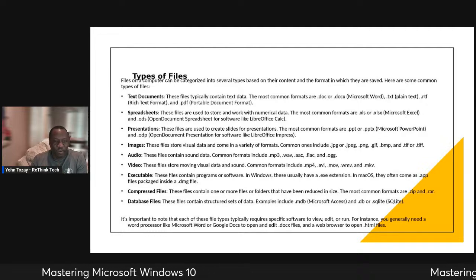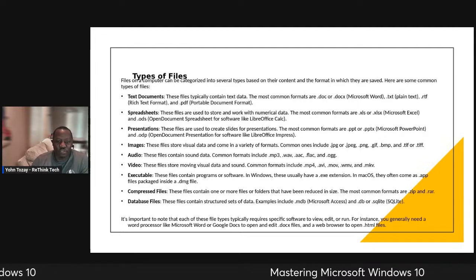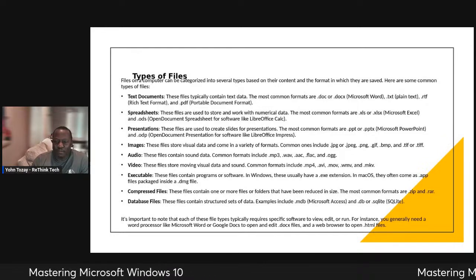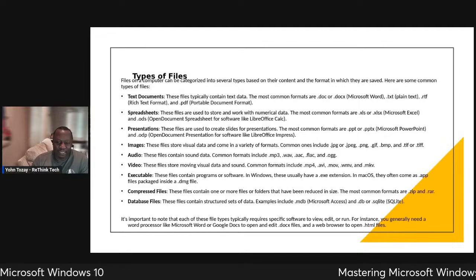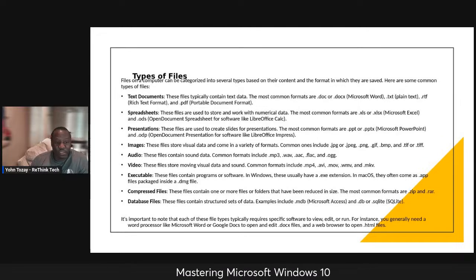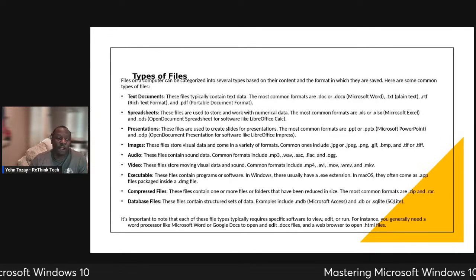Those are compressed files. And then we also have database files. These are files that contain a structured set of data. Examples include Microsoft .mdb, Microsoft Access, or .db, or SQLite. So database files also have their own file extensions, and so be aware of the file extensions. There's not much you need to do with file extensions. You just gotta be aware.